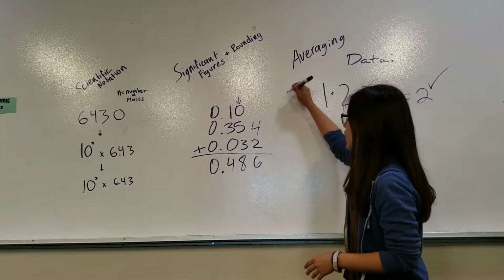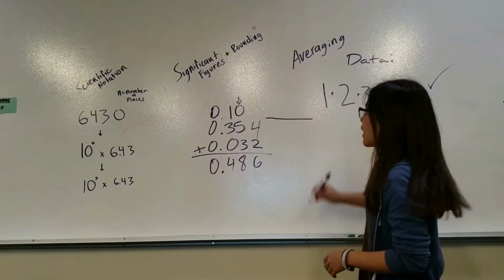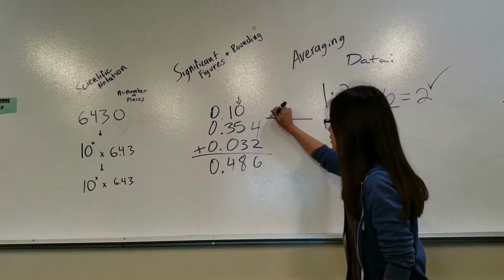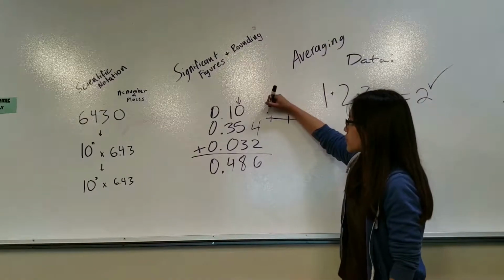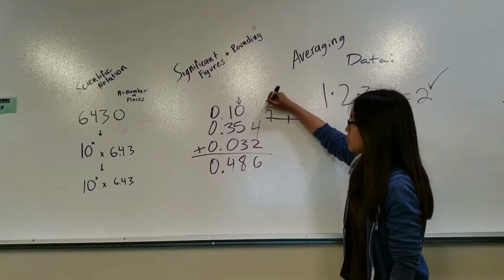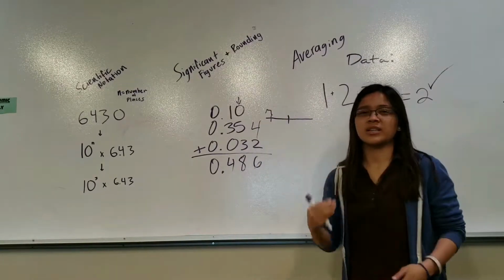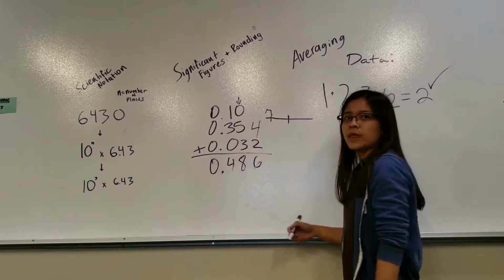So let's say you have a ruler, right? And this is 1/10 of an inch. So you have an inch and here's 1/10 of an inch. When you measured, you were so sure that your distance was 1/10 of an inch that the 0 solidifies it. So that's why the 0 counts.